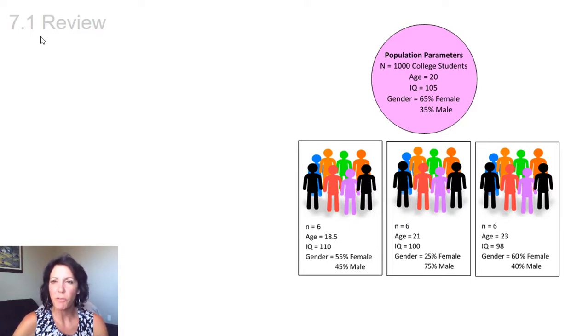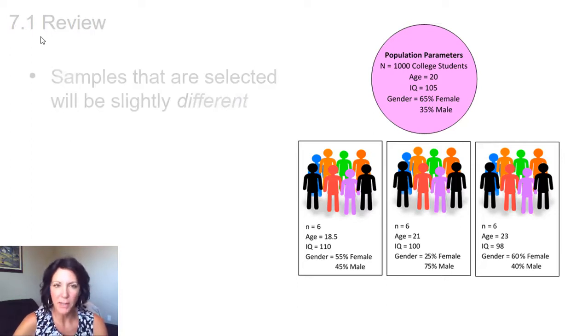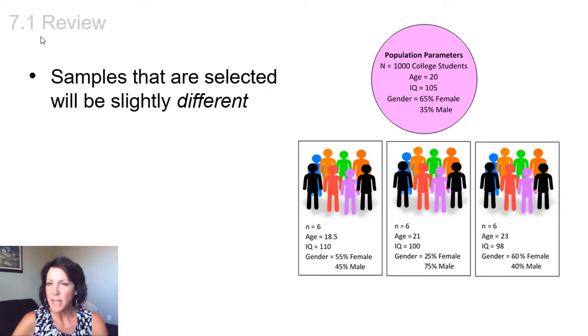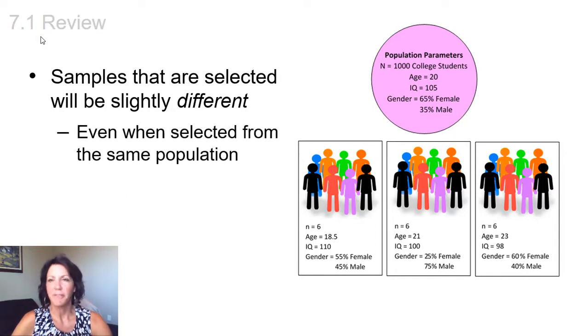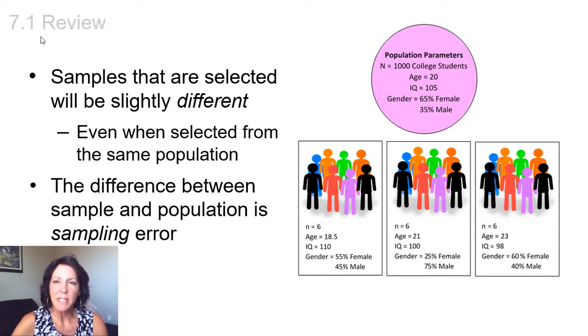But if you'll recall from this graphic, even though we try our best, all the samples that we draw are going to be different in some way from the population. We're not going to have an exact replica of the population. So the samples we select are going to be slightly different, like I said, even when selected from the same population. And that difference between the sample and the population is called sampling error. So it's just something that happens when we draw these small samples, we're going to have sampling error.